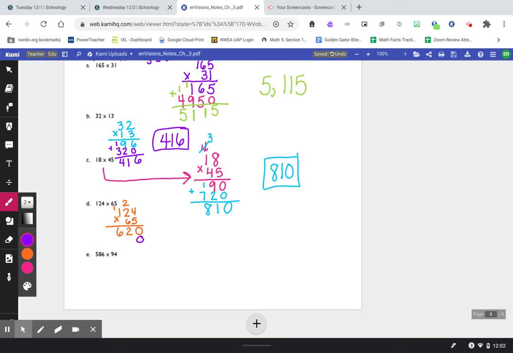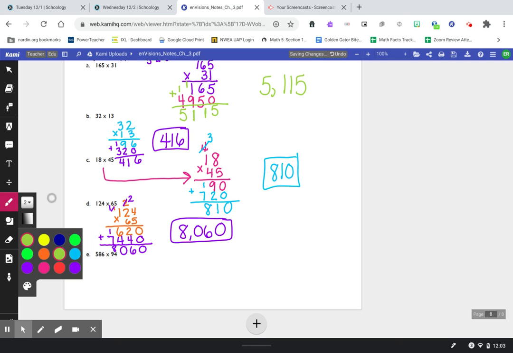6 times 4 is 24. So I put the 4 down and I carry the 2. 6 times 2 is 12. Plus 2 is 14. So again, you're going to drop your 4, carry your 1. 6 times 1 is 6. Plus 1 is 7. And that's all that's left. So now you can add. 0 plus 0 is 0. 2 plus 4 is 6. 6 plus 4 is 10. And 7 plus 1 is 8. So this answer is 8,060.